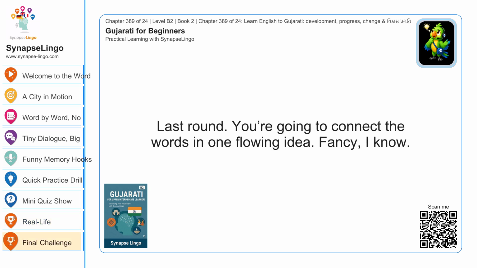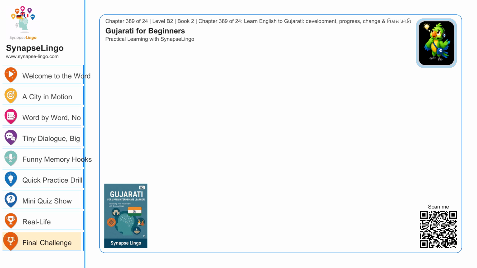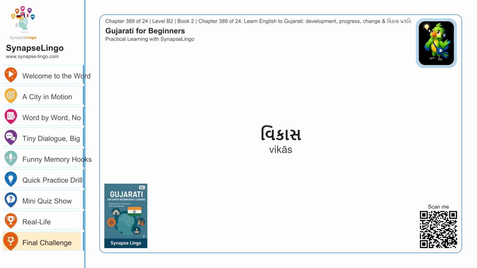Final challenge. Last round. You're going to connect the words in one flowing idea. Fancy, I know. Try saying this in English first. Development brings progress, but one setback can cause change and even upheaval. A trend can spread, and people may have a tendency to follow it. Now listen to the key Gujarati words again in order. વિકાસ. પ્રગતિ. પાછળ પડવું. ફેરફાર. ઉથલ-પાથલ. પ્રવૃત્તિ. વૃત્તિ.